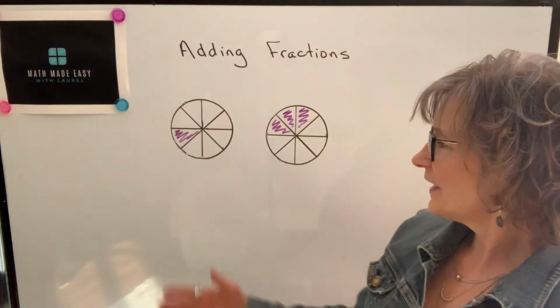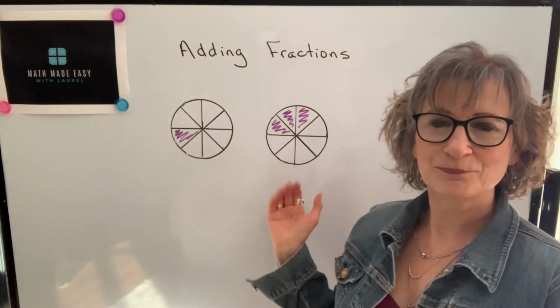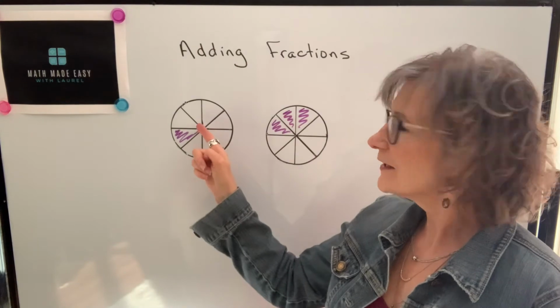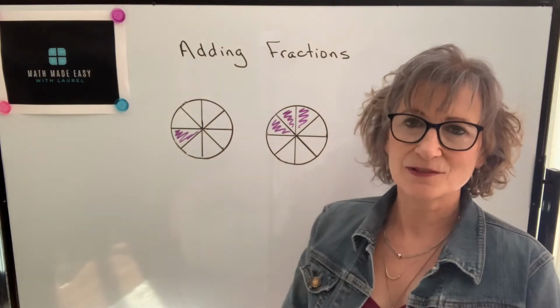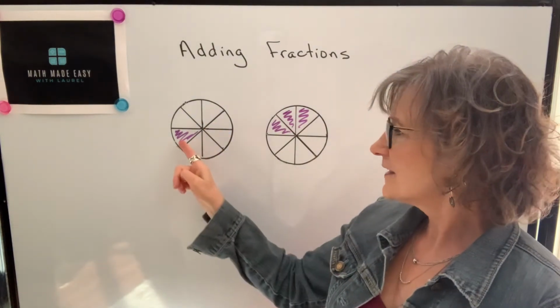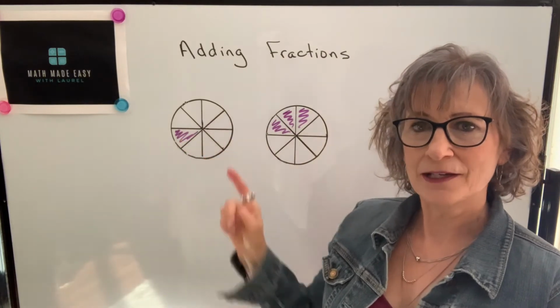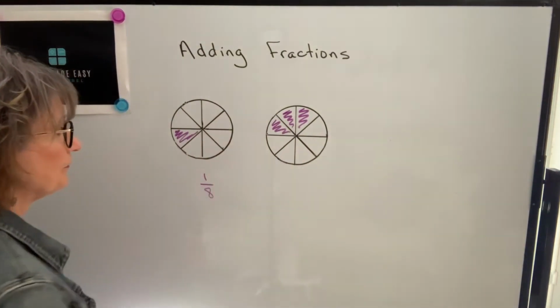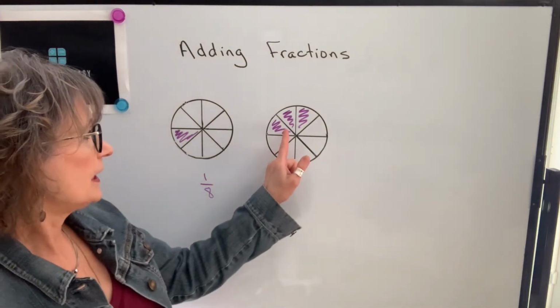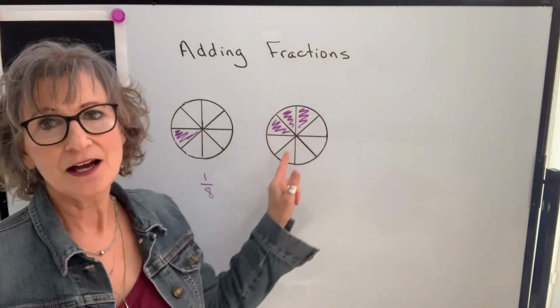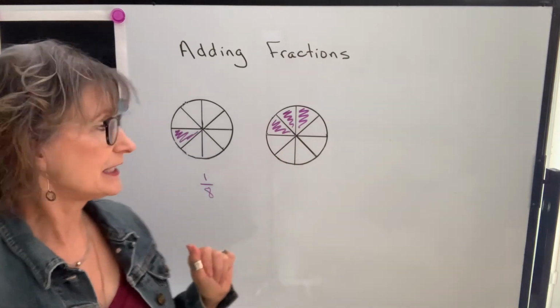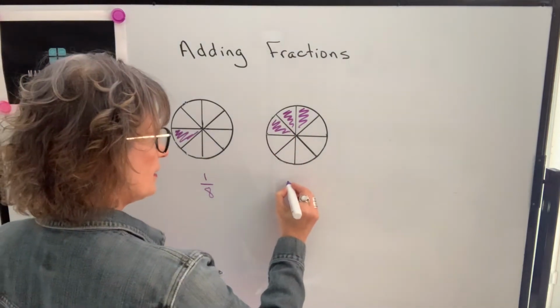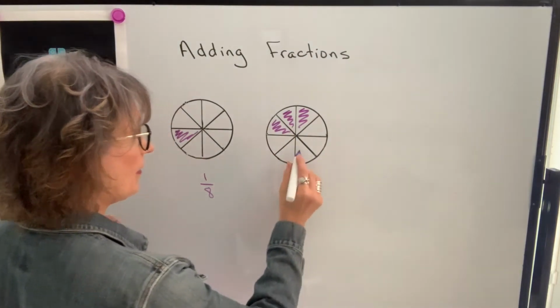So let's say we have two pies, and each pie is cut into 8 even sized pieces. And let's say you ate one piece out of this pie. That means you ate 1/8 of that pie. Let's say you ate 3 pieces out of this pie, which is also divided into 8 pieces. That means you ate 3/8 of that pie.